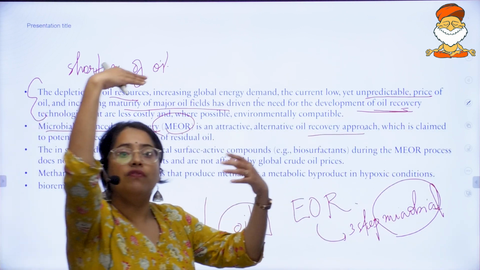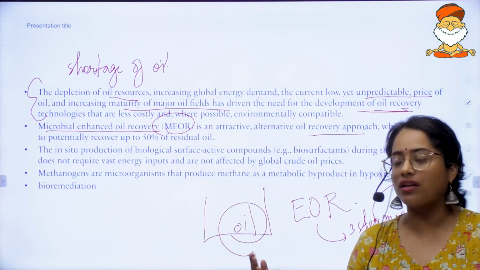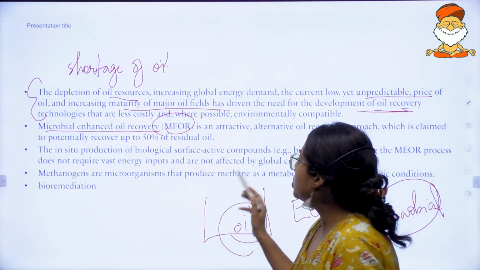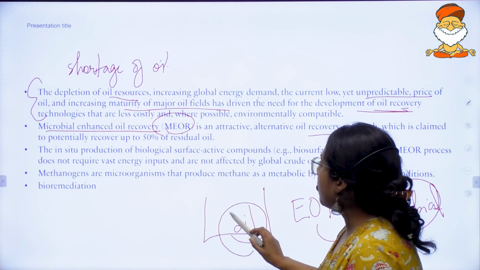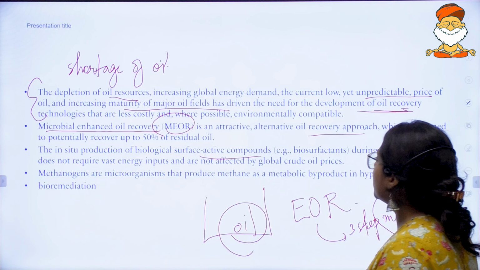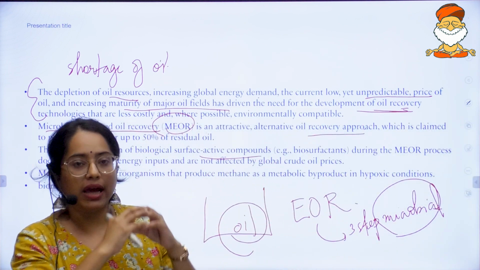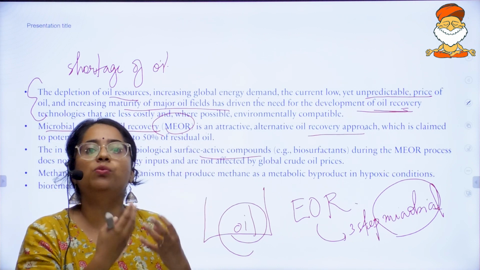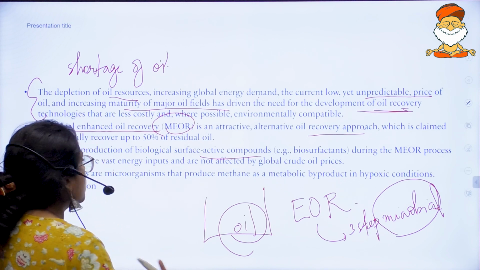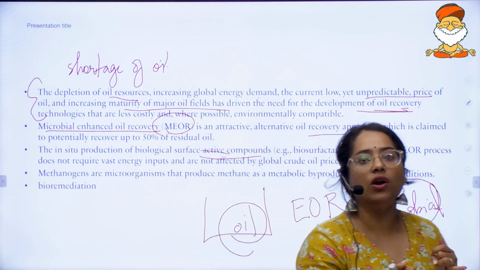So why have the entire process? We can just focus on microbial enhanced oil recovery. And thus they came up with this technology. Here, when you put microorganisms in, any biologically surface active components which are there, the microorganisms try to break them down, and in that process the energy or the fuel can be captured. So because of this aspect you can capture the residual oil.